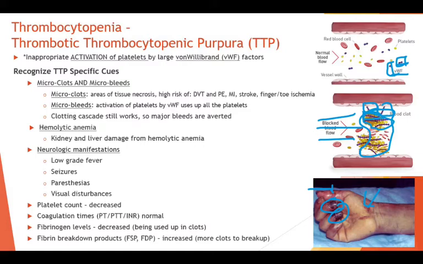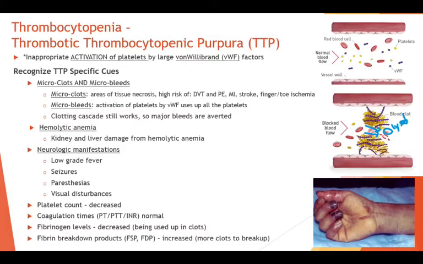There is some element of lysis going on here as the red blood cells are working their way through. I don't know if you can see, let me clear my little things here, but you can see the red blood cells getting lysed as they try to pass through the clot here. These are lysed cells here. So the red blood cells get lysed as they pass past the clot here, and that causes the hemolytic anemia as well. So TTP is not that great during a flare-up. You have a lot of microclots, a lot of microbleeds, and you have a hemolytic anemia.